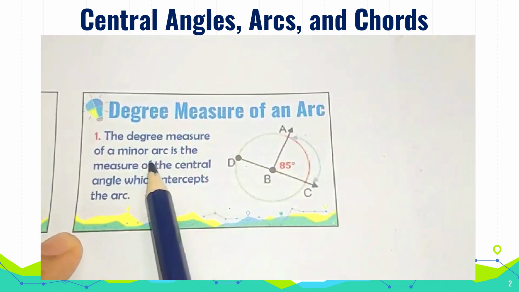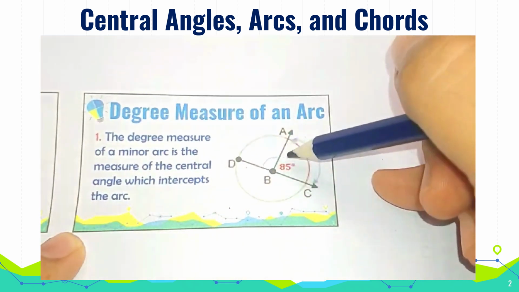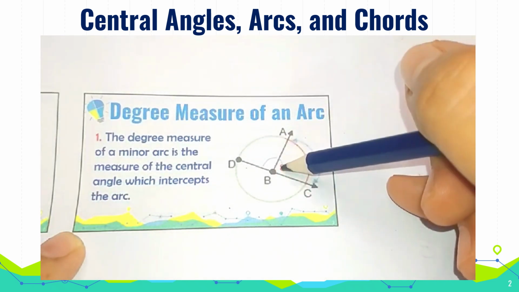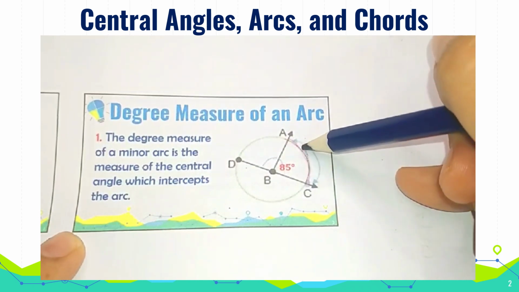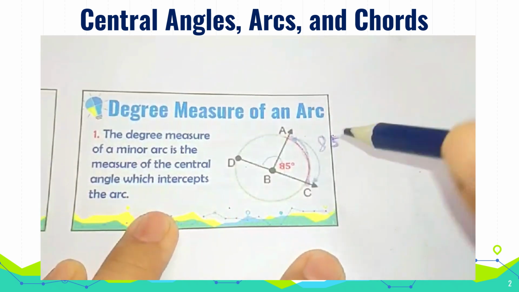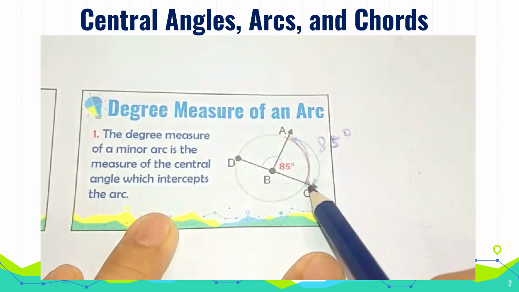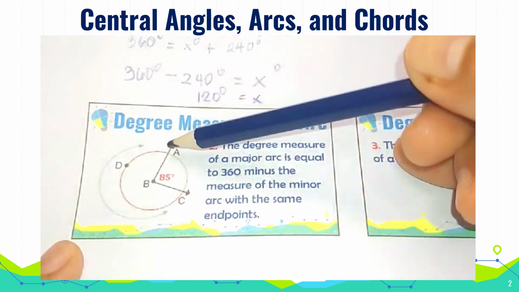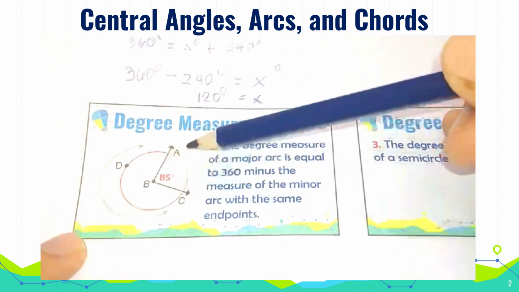It states that the degree measure of a minor arc is the measure of its central angle. This is a central angle that is formed from the center of the circle. So if the measurement of your central angle is 85 degrees, its intercepted arc is also 85 degrees. The central angle has the same measurement as the intercepted arc. This is a minor arc that is less than 180 degrees, so we have 85 degrees here.